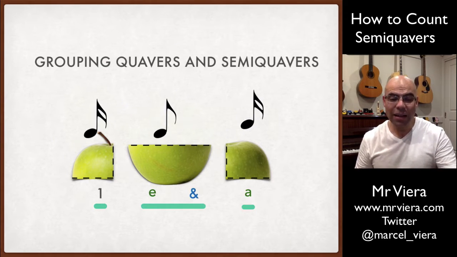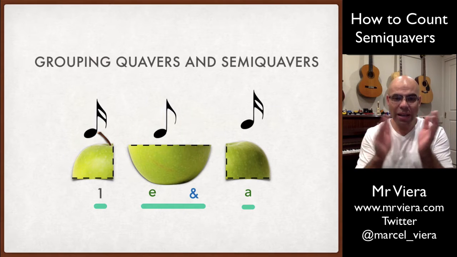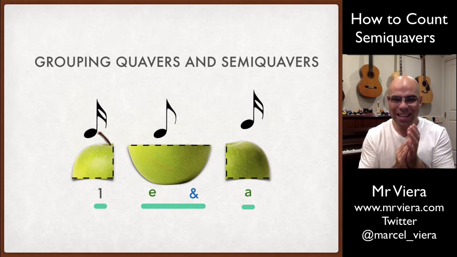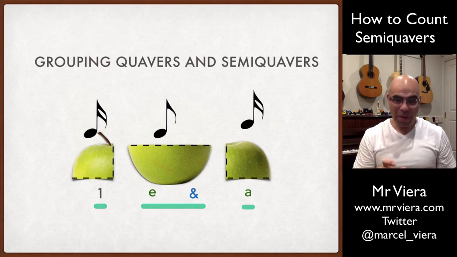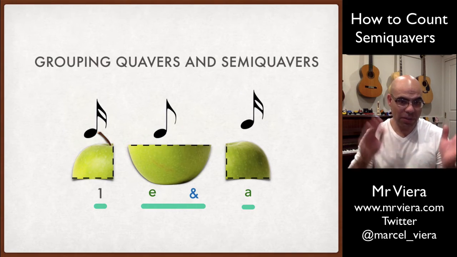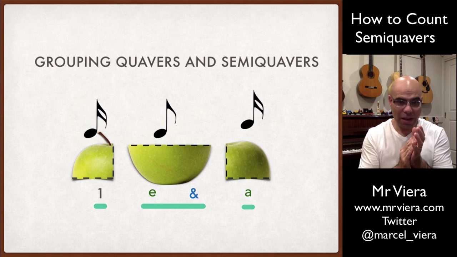When we count that, it goes like this. 1E and A. I'll do that again. 1E and A. Because remember that half an apple in the middle, or that quaver in the middle, still needs the 2/4 put together. So we've got 1E and A.